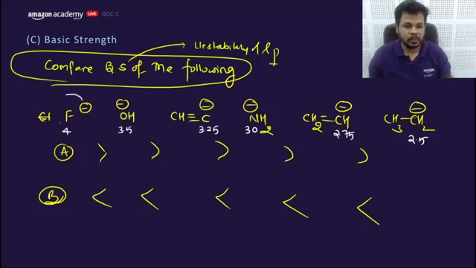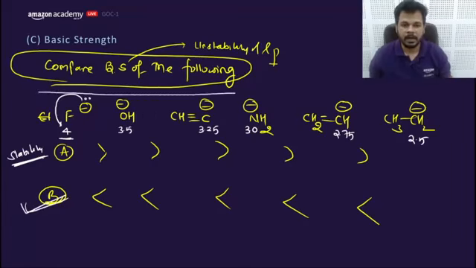So negative charge is more stable on the more electronegative atom. The electron holding tendency would be more for fluorine, so it can hold the negative charge better. That means negative charge would be more stable on fluorine compared to oxygen and then sp carbon. So this is the order of stability. But we don't want to stabilize the negative charge, we want to make it unstable so that it can be donated. That means the answer would be B.